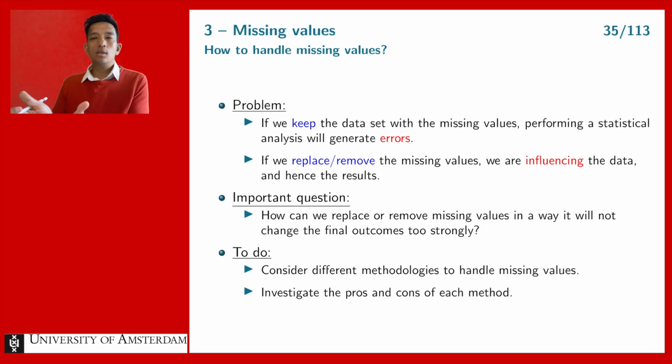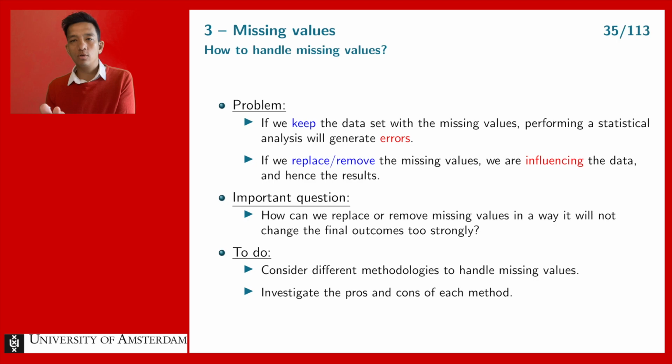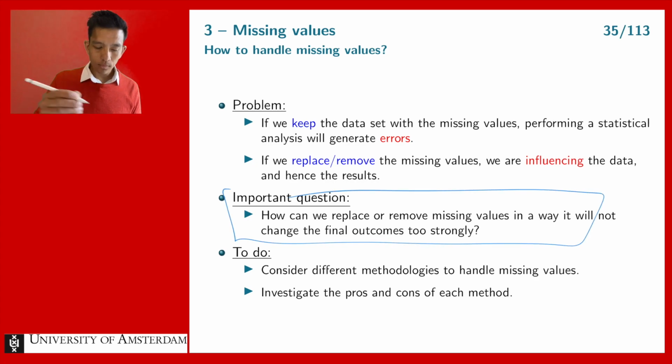And then in that case, that other person will use the same data set, handle missing values in a different way, and find different results. So if we replace or remove missing values, we are influencing the data, and that is what we want to limit. Therefore, it's very important that we understand how our actions on handling missing values influence the final outcome. That's what we want to investigate.